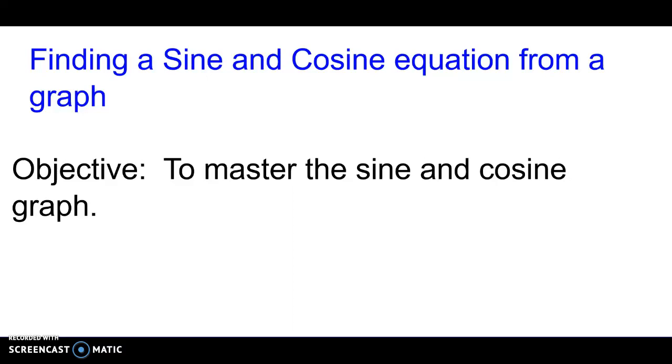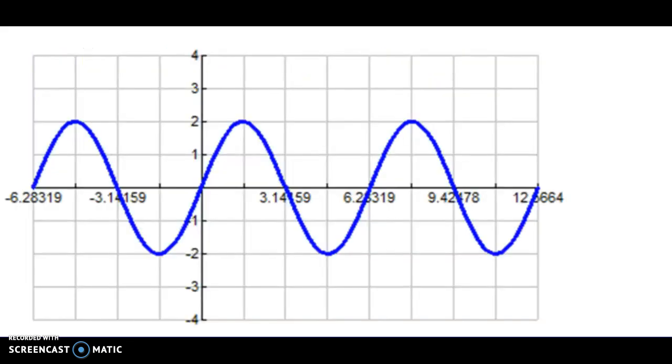All right, so let's test our intelligence here. How can we find a sine and cosine equation given a graph? We did have an example like this before, but now we're gonna do several of them. So here's my graph. What I'd like you guys to do is find both a sine and a cosine equation for this graph.